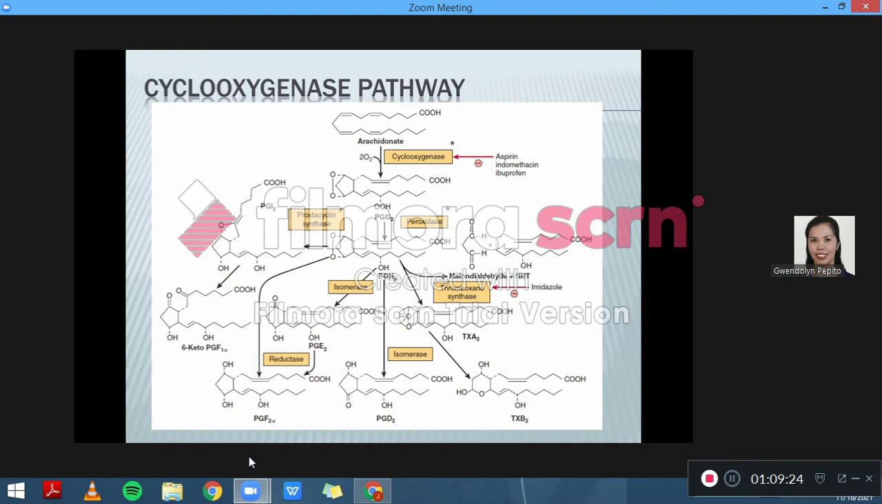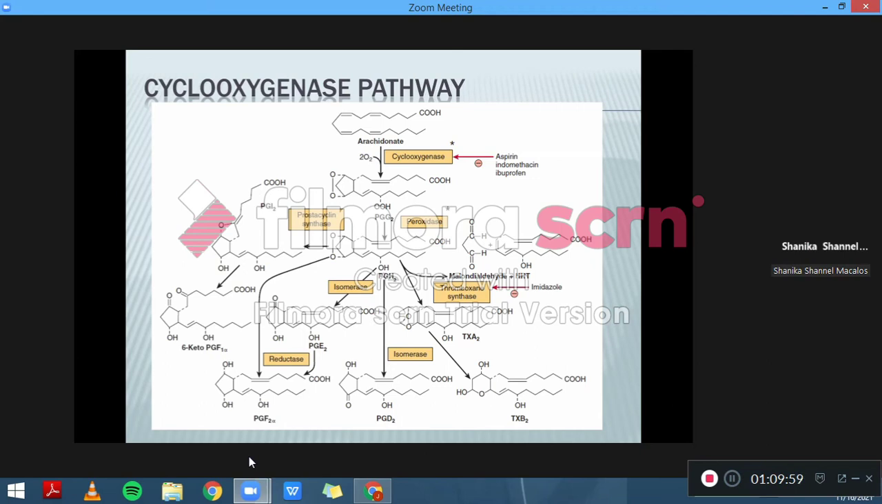Doc, the importance of the pathway is that both cyclooxygenase and lipoxygenase come from arachidonate. It will separate into two, so you have lipoxygenase and cyclooxygenase. For this pathway, after arachidonate, with the help of cyclooxygenase, it will turn into prostaglandin G2 and then prostaglandin H2.